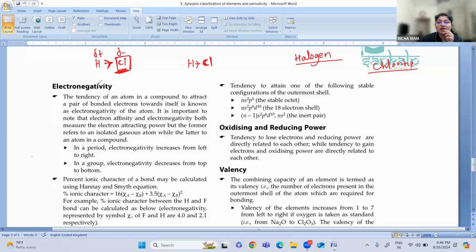Okay, when we are talking about electronegativity, the trend will vary across the period and down the group. As you go across the period, what will happen to electronegativity? It will increase from left to right. And when you go down the group, what will happen to electronegativity? It decreases. So remember these two very important points.